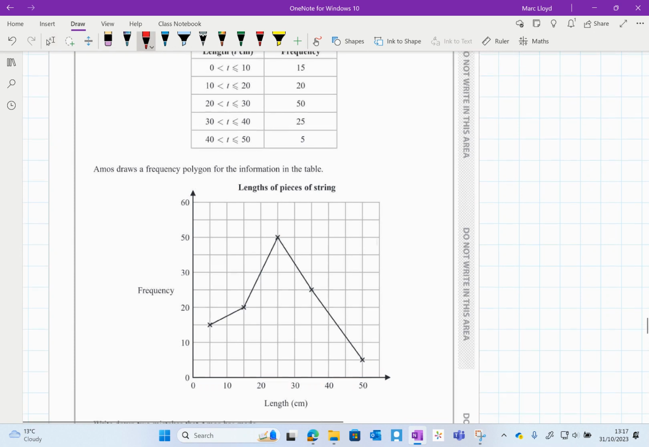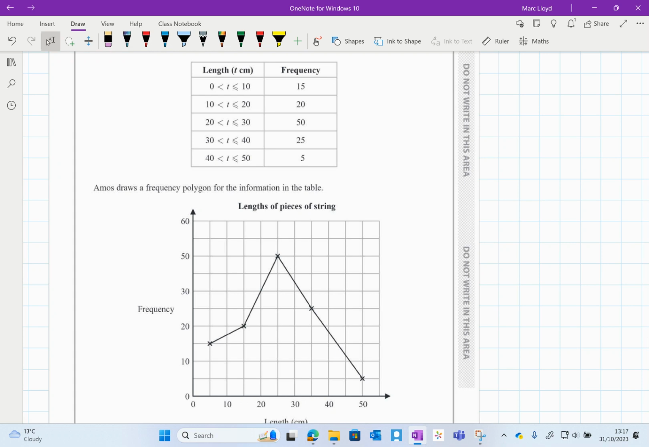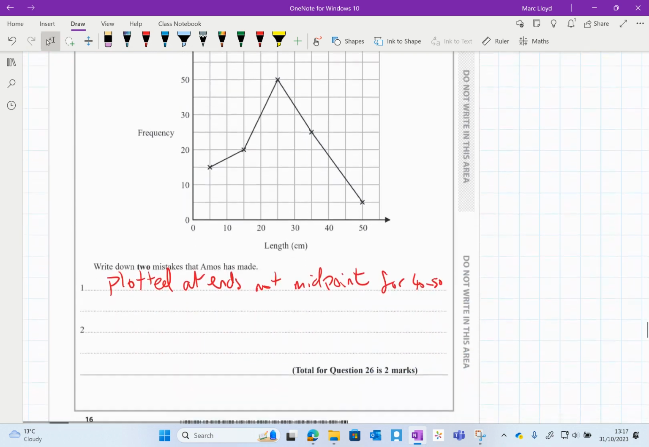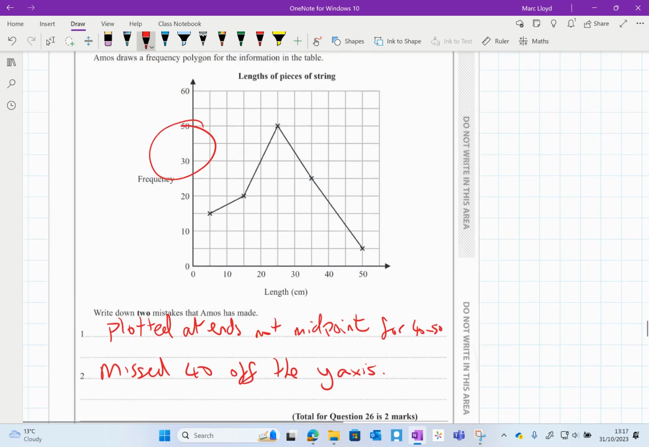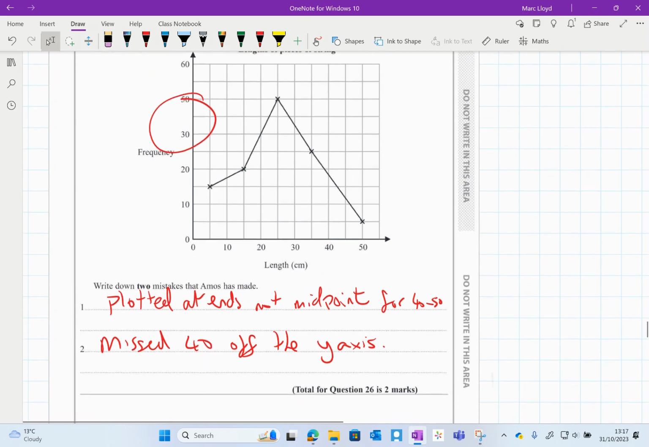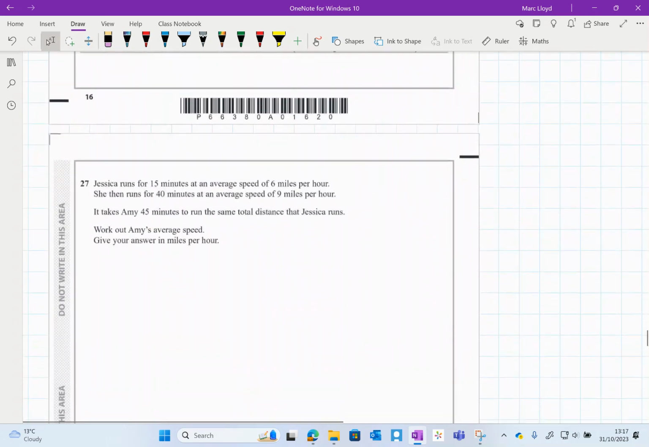50, 20, 15. Frequency, oh no. Look at that. They've missed 40 off the y-axis. Shocking. Should be sacked. Maybe not. Verbal warning. Right, sorted. That's 2 mistakes.